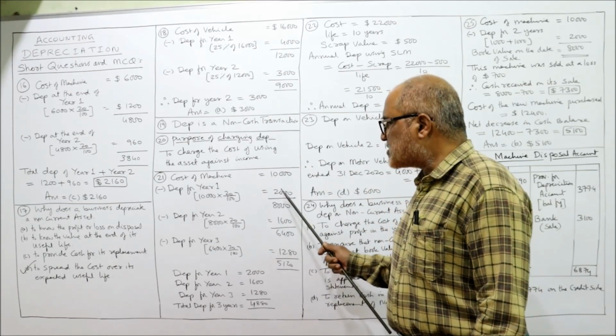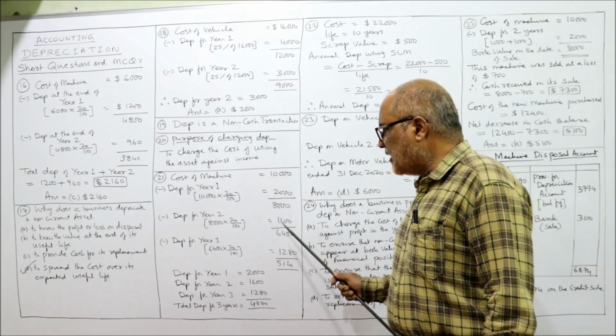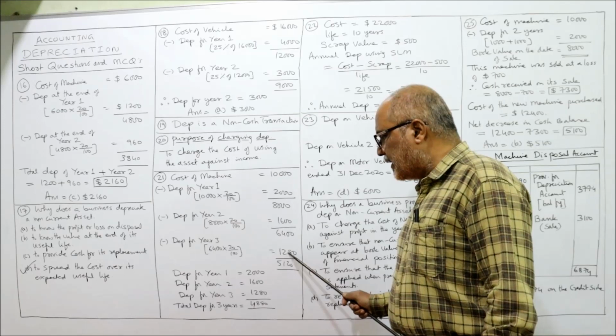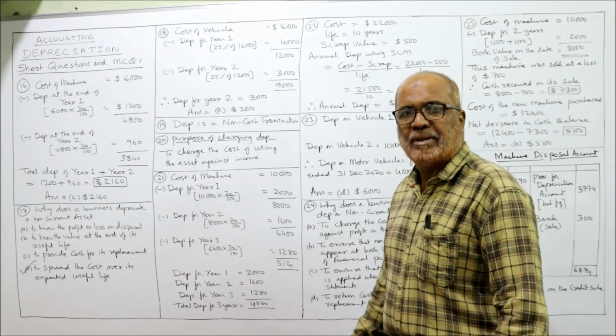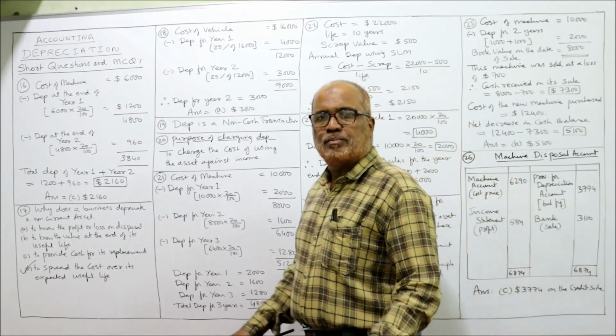For 3 years: first year depreciation, 2,000. Second year depreciation, 1,600. Third year depreciation, 1,280. So the total of the 3 year depreciation is 4,880. That's it. This is the 21st problem.